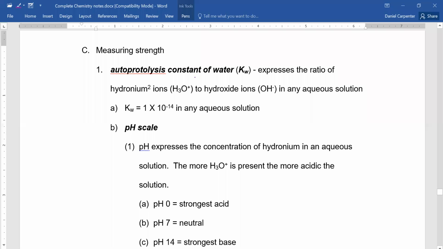So, you remember KEQ, K-E-Q, from last unit, I think? What? Remember stuff from last unit? I know. Maybe you remember KEQ. Now we have a specific kind of KEQ, which is KW. The W stands for water.